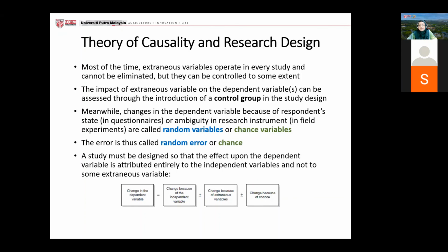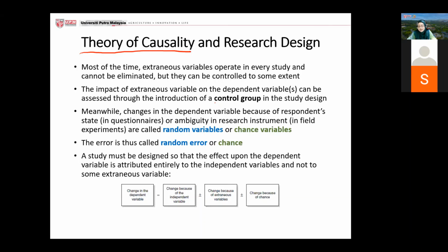Now, theory of causality and research design. Basically, if you Google that up, it's talking about cause and effect. If we remember just now about the causal study, it comes back to the theory of causality. So why is there a need to have a control group when you do an experiment? Bearing in mind, it doesn't always mean that experiments are done in the lab, but you always need to have a control group.